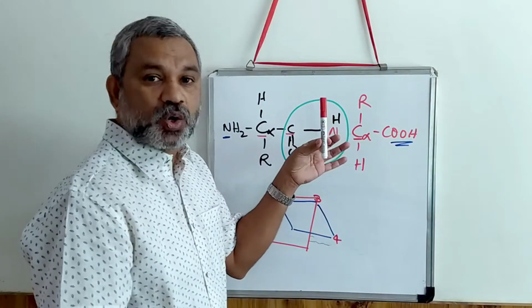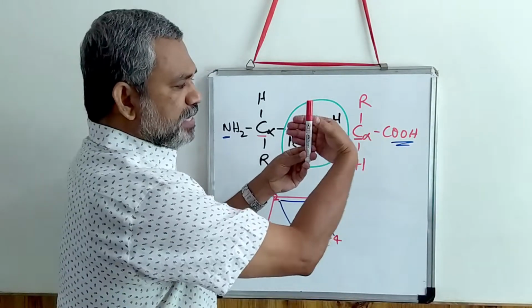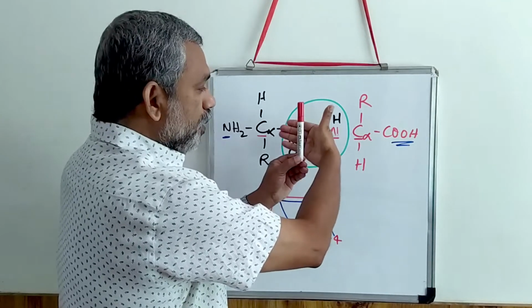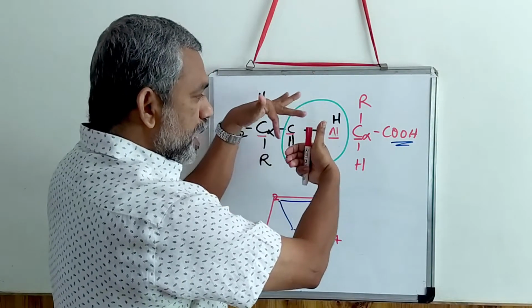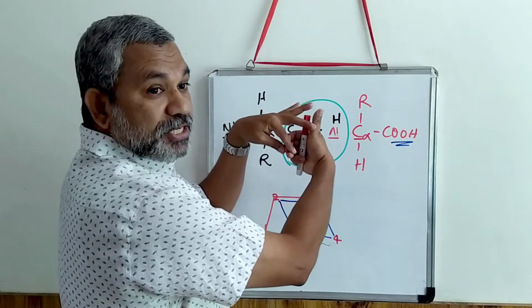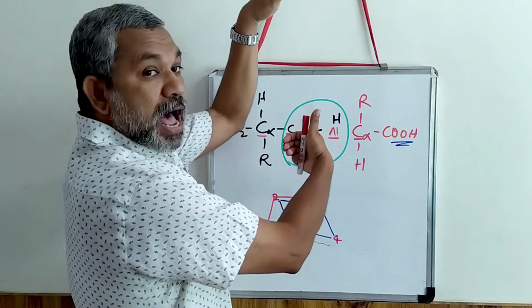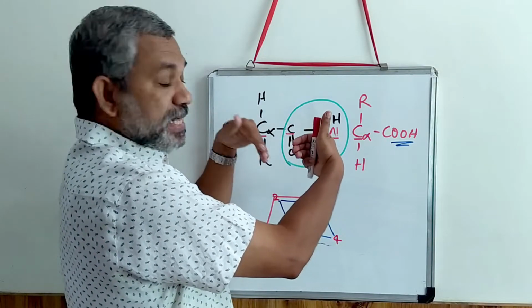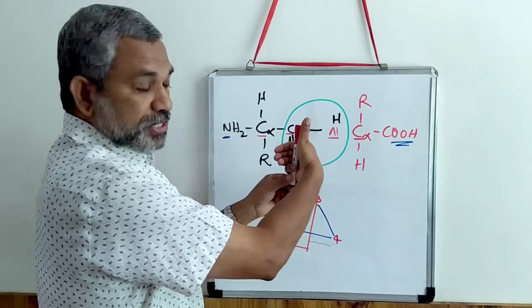So if we take a rod like this and catch it with your right hand, then this finger is showing this direction. The fingers are showing the direction of rotation and it will move in the upward direction. So that is known as the positive rotation.